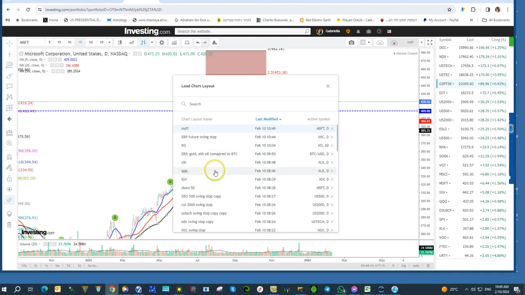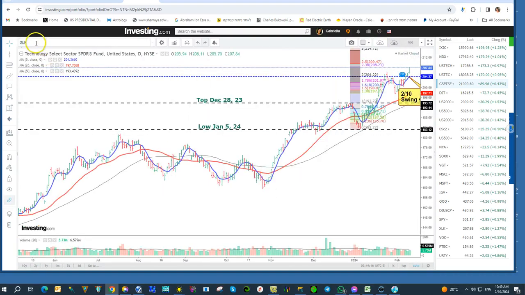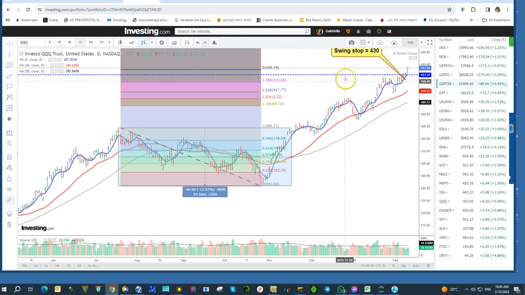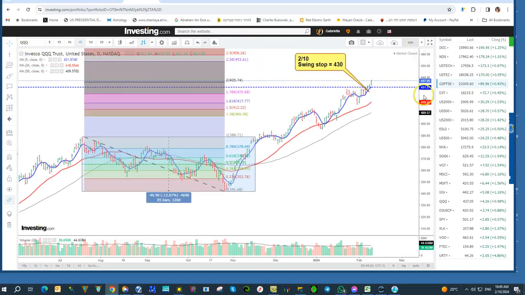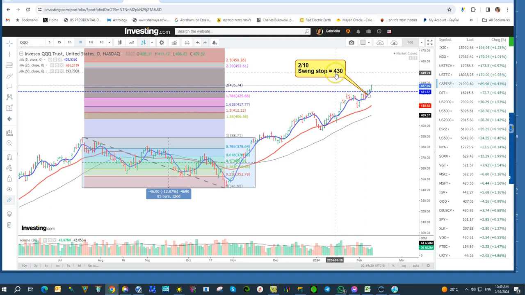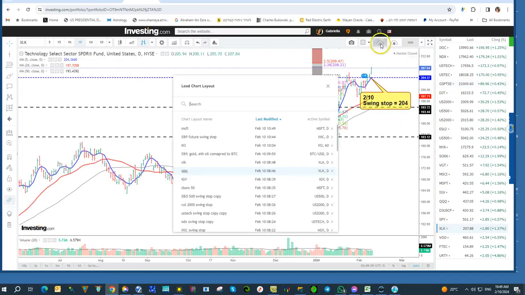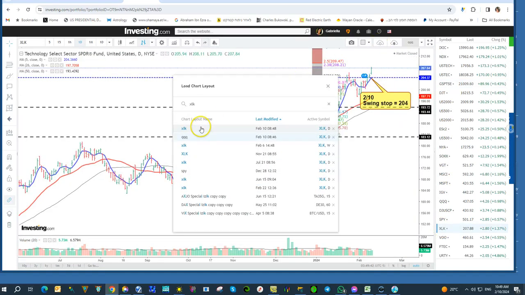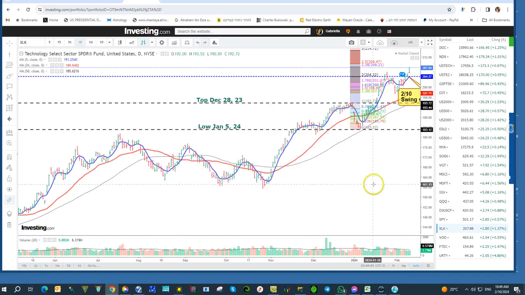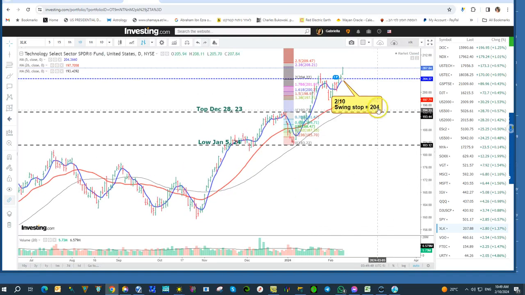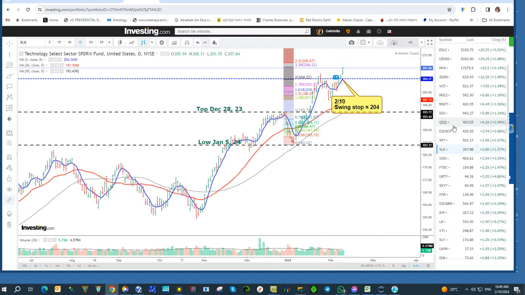Then I made the QQQ. The QQQ swing stop is 430 and we are long above it, targeting these targets. What else? XLK. I wrote about it in the blog several times. For the XLK, the swing stop is 204 and the targets are as I posted here.